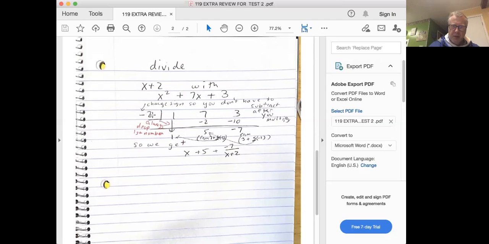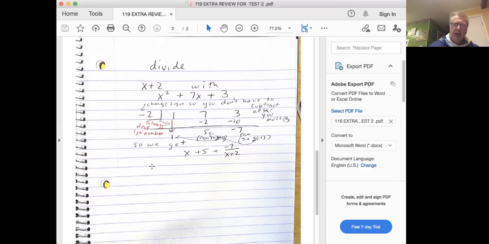I take this number and multiply it with it. So minus 2 times 1 gives us minus 2. 7 plus minus 2 gives us 5. I take this minus 2, multiply it with the answer I got here. 5 times minus 2 gives us minus 10. Put it here, add it with this number, and that gives us minus 7. There's nothing else left, so that's the remainder.